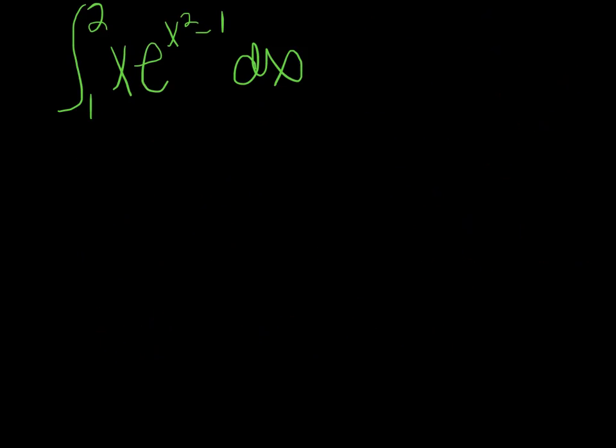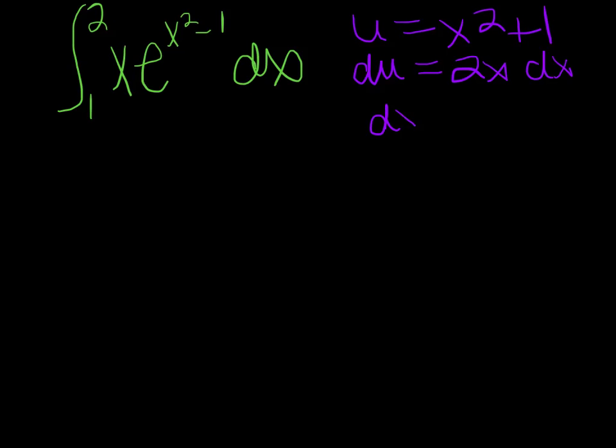Now the previous few integrals we've done did not have bounds on them. They were indefinite integrals. This one's going to be a definite integral because we have bounds of 1 and 2. So we're going to integrate the same way. We let our u equal x squared plus 1. Our du is going to be 2x dx. So that means our dx is equal to du all over 2x.